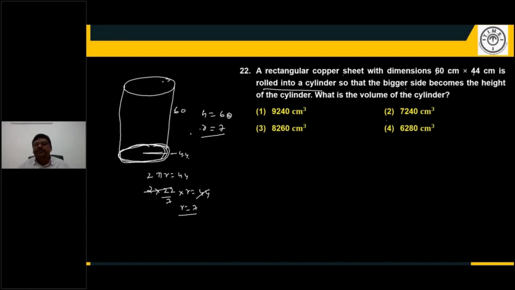Now he is asking what is the volume of the cylinder. What is the volume of cylinder formula? Pi r square H is the volume of cylinder. So pi is 22 by 7. Students, r square, r is 7, 7 into 7 into height 60. You can say 7 gets cancelled. 22 into 7, 154. 154 into 60 will be 9240.